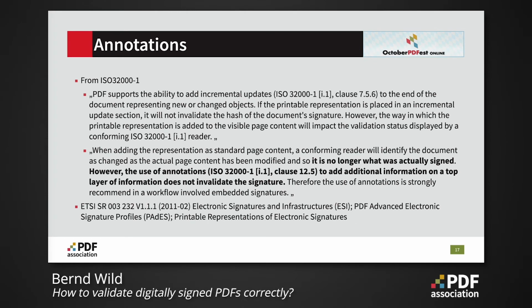The corresponding sections from the ISO 32000 specification that govern the handling of annotations and signatures and their compliant validation are presented here. It is clearly stated that in case of a subsequent modification, the displayed state does not correspond to the signed state. If, however, the annotations are used according to the description in Chapter 12.5 of the ISO specification, this does not lead to a breaking of the signature. On the contrary, annotation is recommended as a means of choice for implementing document workflows.